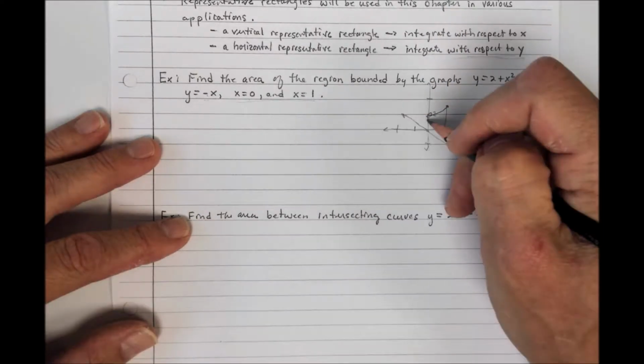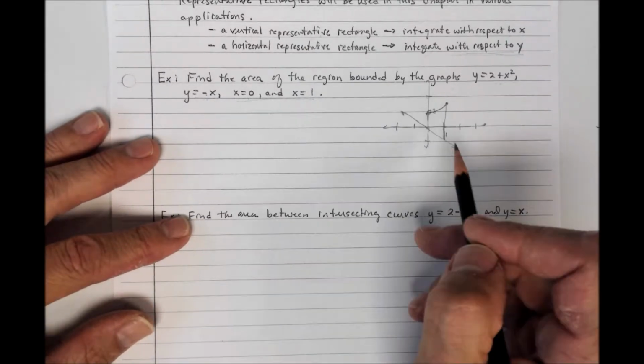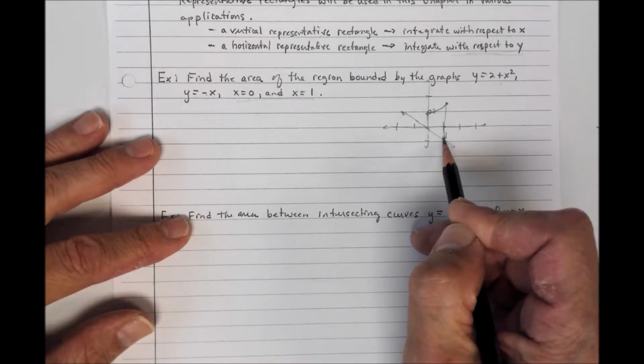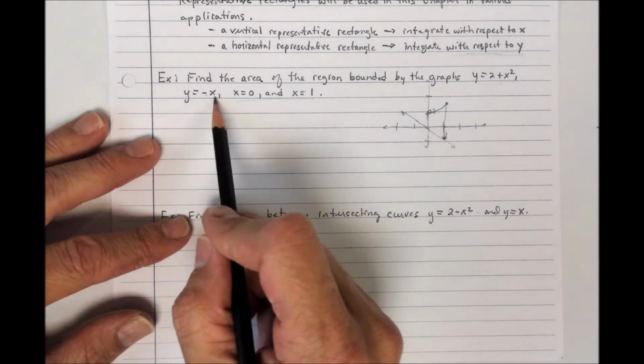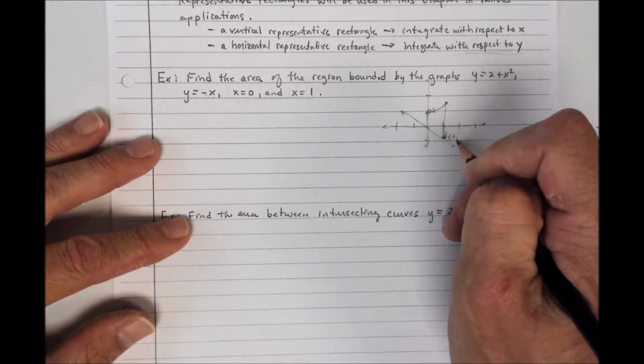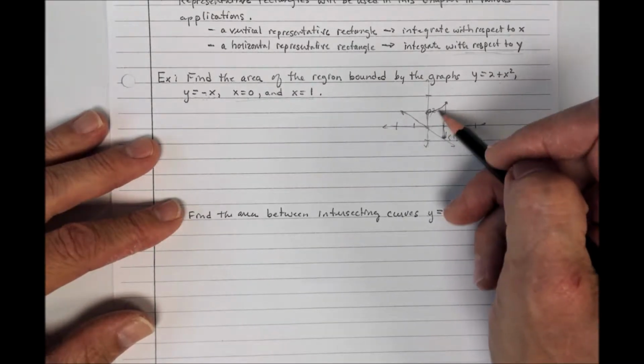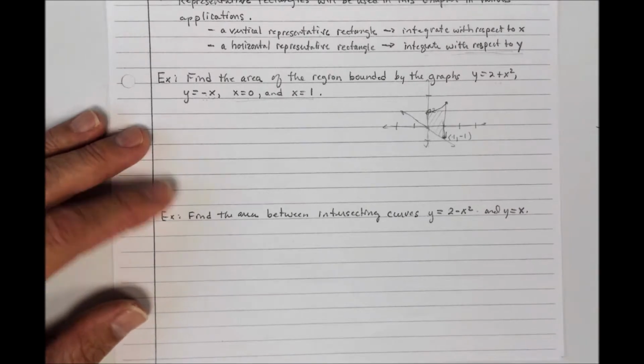So it goes to here, but it's going to come all the way down to here. Almost messed that one up. And this point being right here, when x is 1, y is opposite of 1, so it's not drawn very well, but this point here being 1, -1. It's supposed to be 1, -1. So this is the region that I am going to try to find the area of.